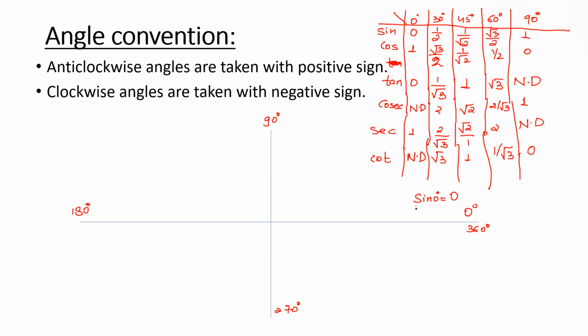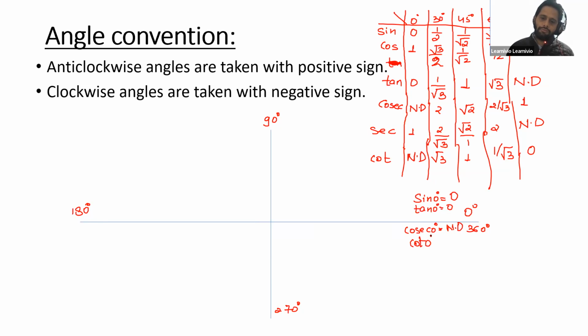Now, what is tan 0? Tan 0 is 0. Now, what is cosec 0? Check this paper. What is cosec 0? Not defined. Next, we have one more value, cot. What is cot 0? Not defined. Cot 0 is also not defined.